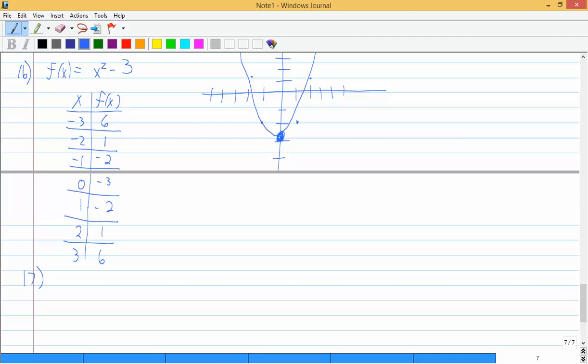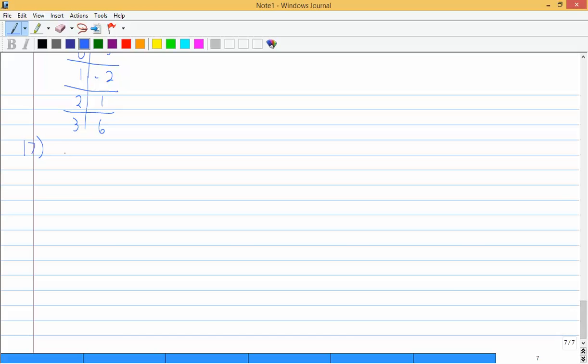Alright, number 17 says, determine whether the given function is even, odd, or neither. So here's the given function, f of x equals x cubed minus 5x. To tell whether it's even, odd, or neither, you evaluate it at negative x and see what you get out. So this is going to be negative x cubed minus 5 times negative x. So that's going to be negative x times negative x times negative x, or negative x cubed, and then negative 5 times negative x gives you a plus 5x.